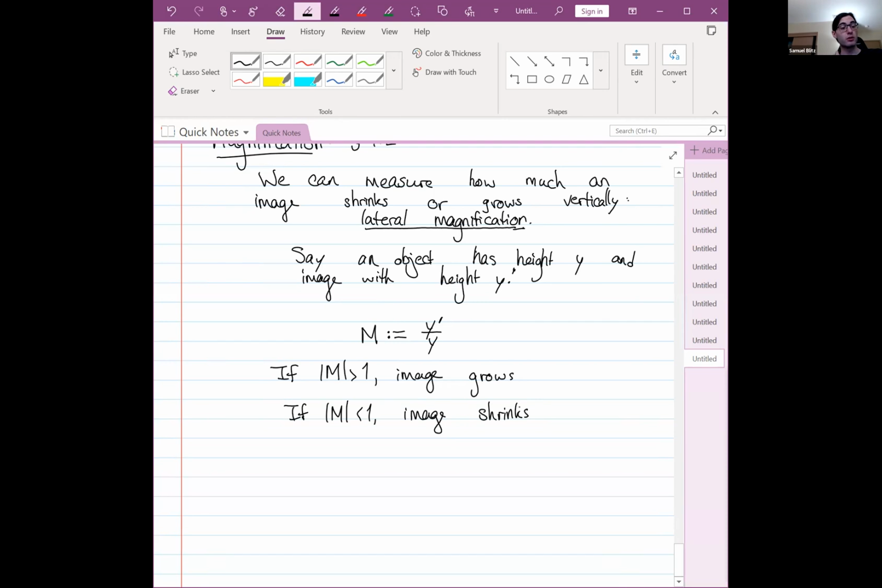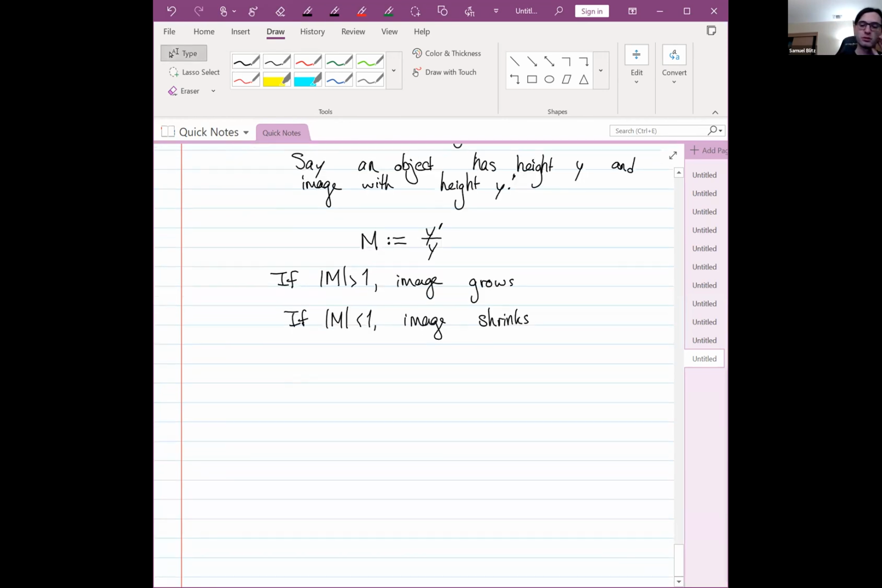Now, for a mirror, and hopefully this matches with your intuition, y prime is equal to y, which just implies that m is equal to 1, and so the image isn't stretched or shrunk when you look in a mirror, a regular old mirror. It just moved. And so that should agree with your intuition. It doesn't look like you're 8 feet tall when you look in a mirror, right? If the magnitude of m is equal to 1, then the image is the same.